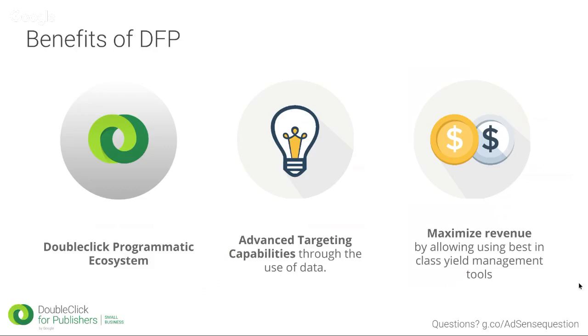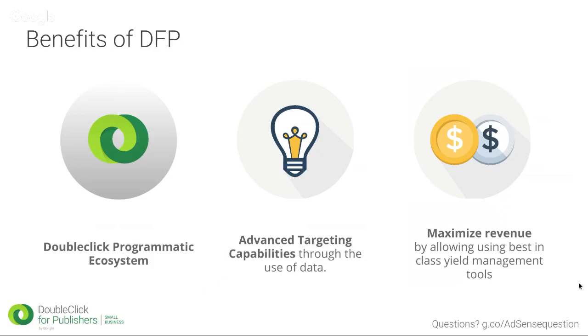So in terms of the benefits then for DFP, the DoubleClick programmatic ecosystem consists of the publisher, the advertiser, and the user. So it's a full stack integrated solution spanning the buy side, which are your advertisers, and the sell side, your publishers. And as a result, there are various synergies and linkages from being part of this ecosystem.